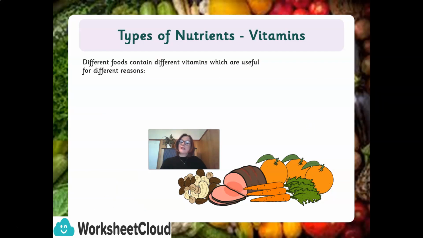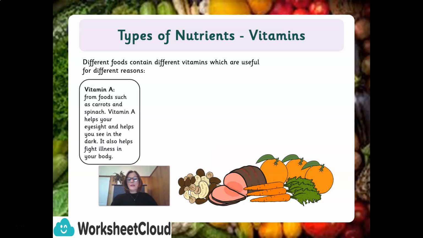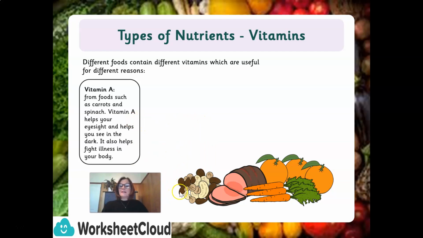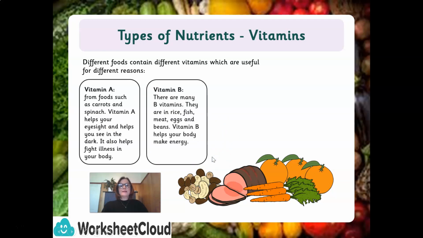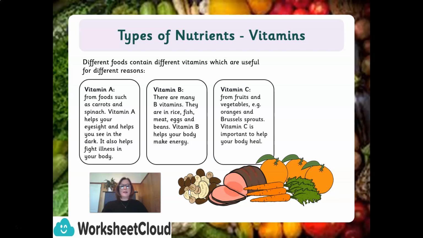Now, different foods contain different vitamins, which are useful for different reasons. Vitamin A from foods such as carrots and spinach. Vitamin A helps your eyesight, and it helps you also see in the dark. It also helps fight illness in your bodies. Vitamin B's, they are in rice, fish, meat, eggs, and beans, and vitamin B helps your body make energy. Vitamin C from fruit and vegetables like oranges and Brussels sprouts is important to help your body heal.